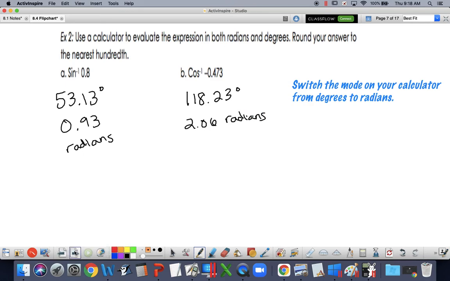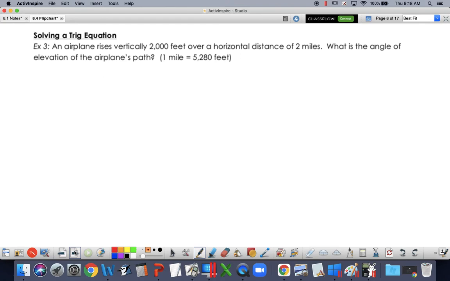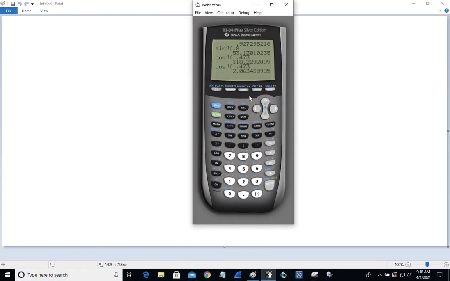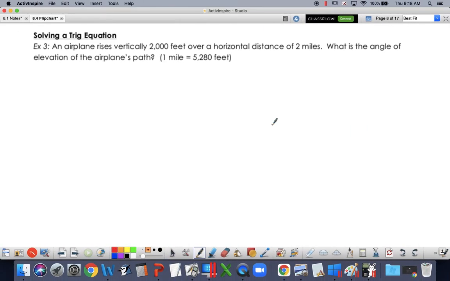Right, let's move on to a couple of word problems. Now, since we're going to be doing word problems, I would encourage you at this point to switch back to degree mode, because if a question is asked and they want to know what is the angle, well, most people don't think in radians. So we want to make sure we have our answer in degrees. An airplane rises vertically 2,000 feet over a horizontal distance of 2 miles. What is the angle of elevation of the airplane's path?